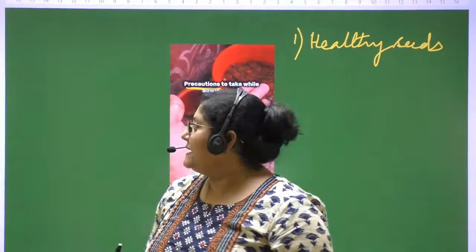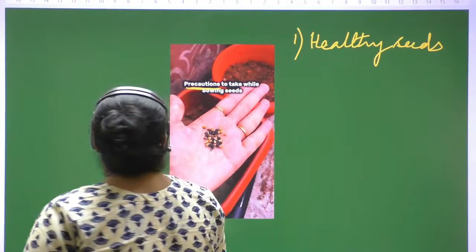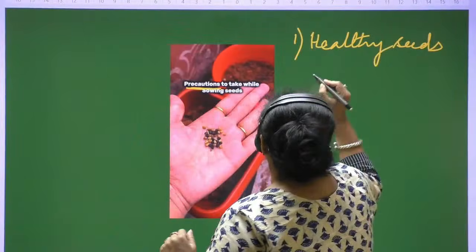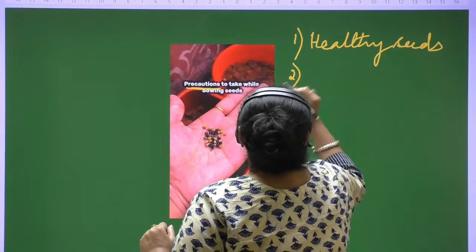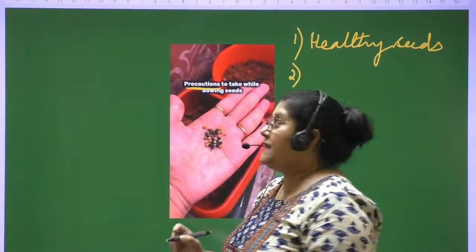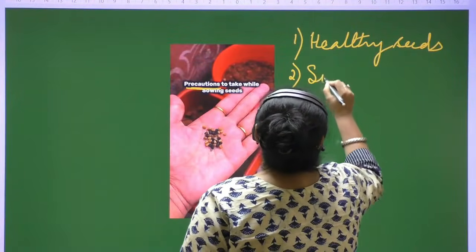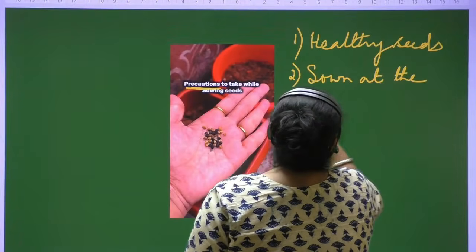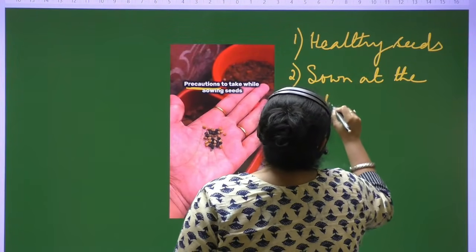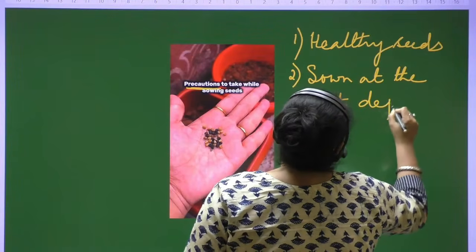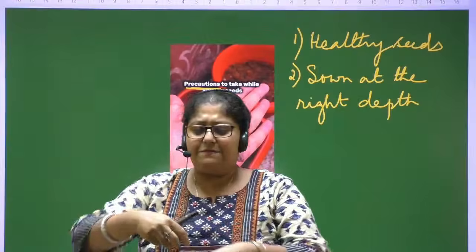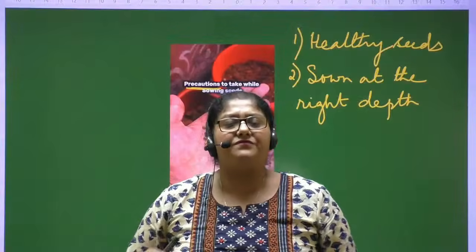Okay, now let us see what are the different ways by which the seeds are sown. But again, before that, two more precautions. So healthy seeds are to be taken, then seeds have to be sown at the right depth.